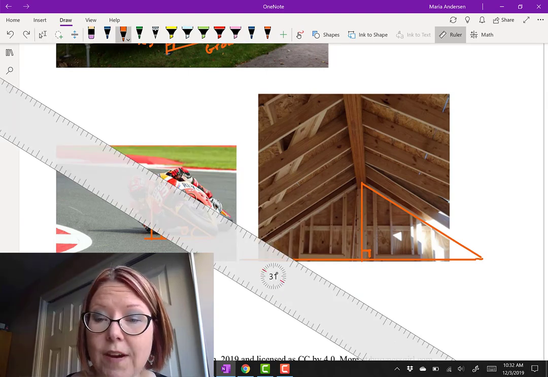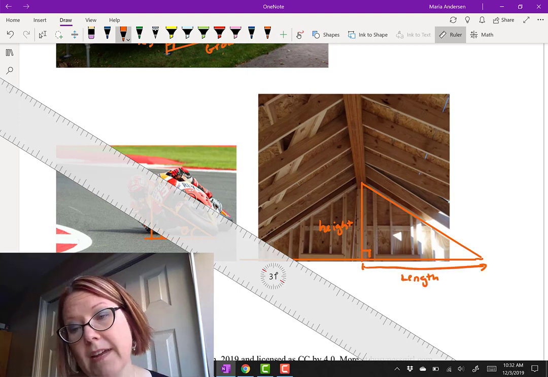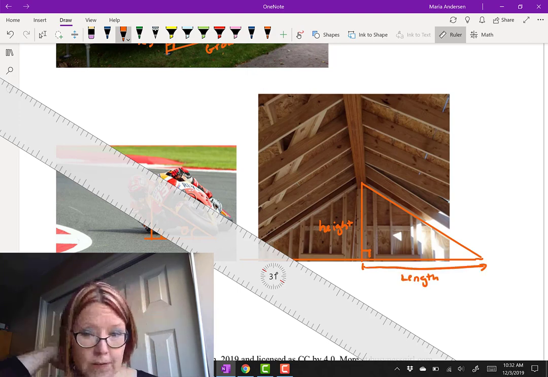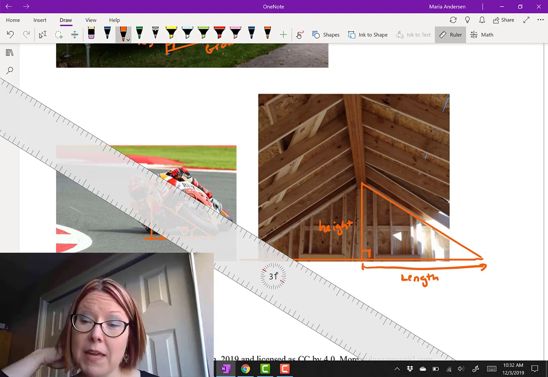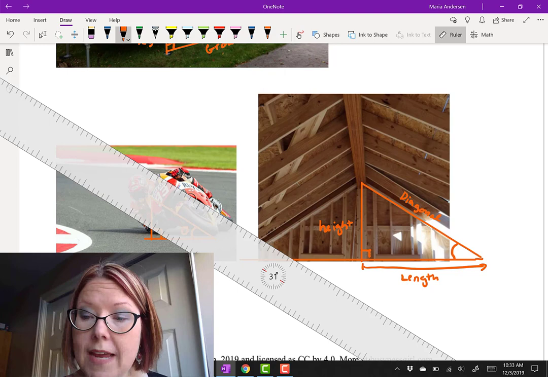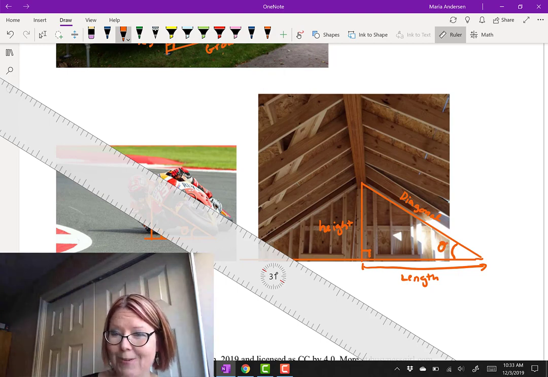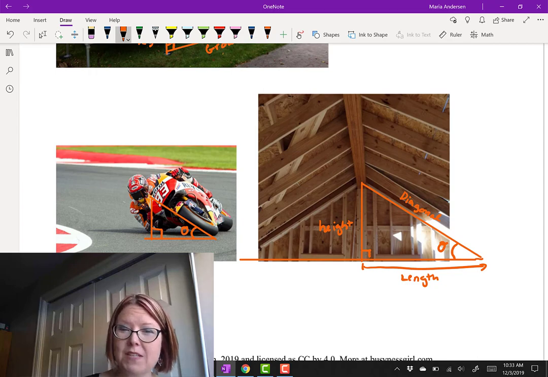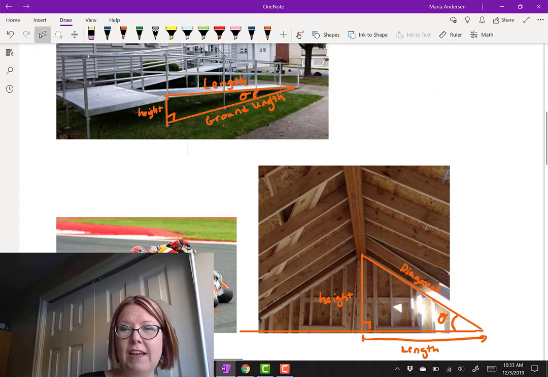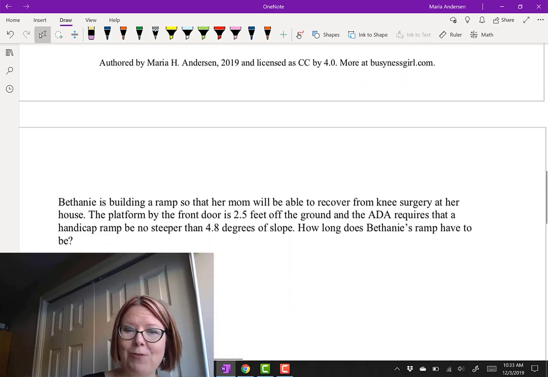So looking at this triangle, we have a height, length across, and then there's a length for the diagonal of the roof, which is the distance between the peak of the roof and the edge of the house. And the pitch of the roof would be this angle here, theta, between the base and the diagonal. All right, hopefully that helps you to see that we can make a right triangle out of just about any situation involving an angle. Let's try a few problems.